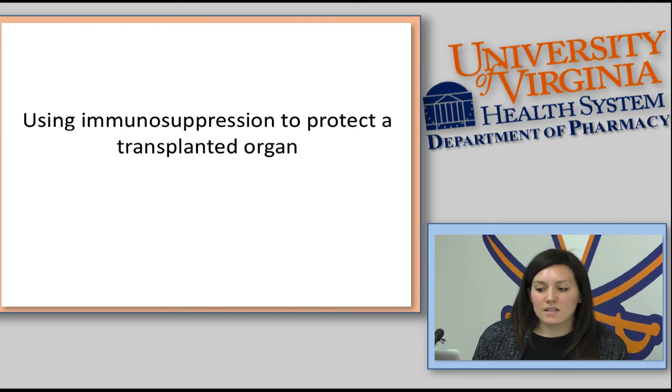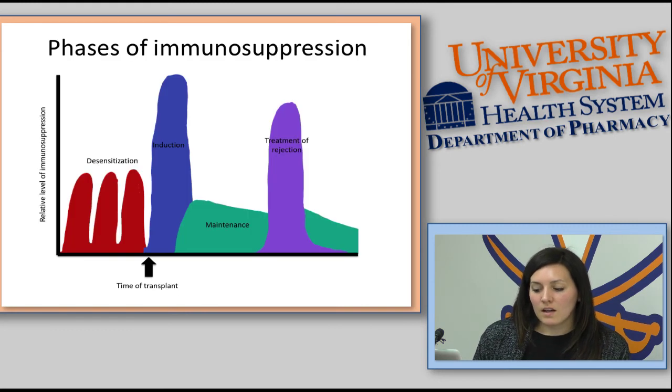So next, I'd like to talk about the immune suppression that we use to protect a transplanted organ. So this is where we will get into all of the medications. On the screen now you can see there's a chart which describes the relative level of immune suppression that we target at the different phases around a transplant.